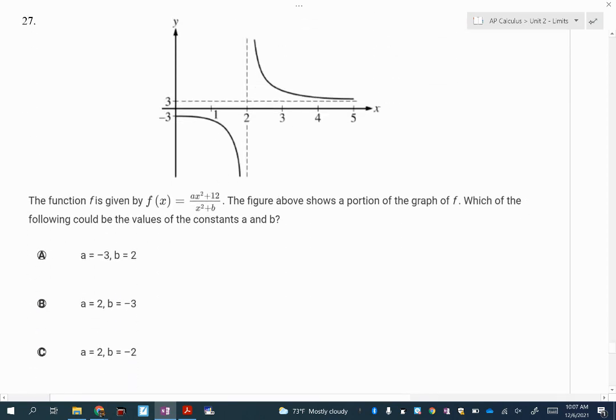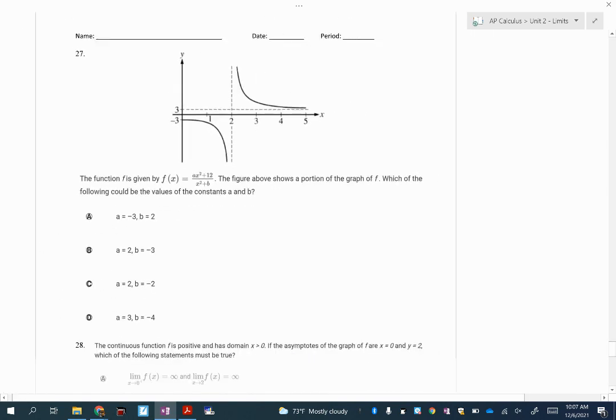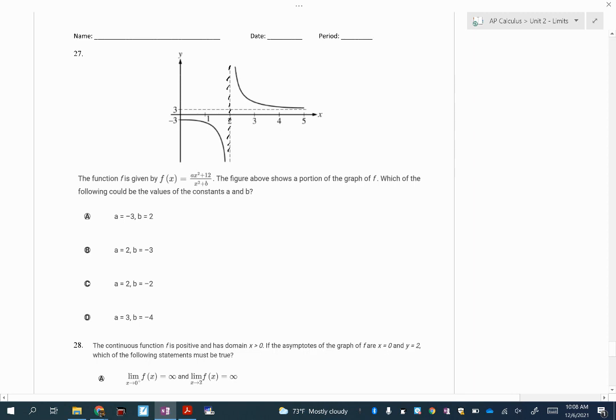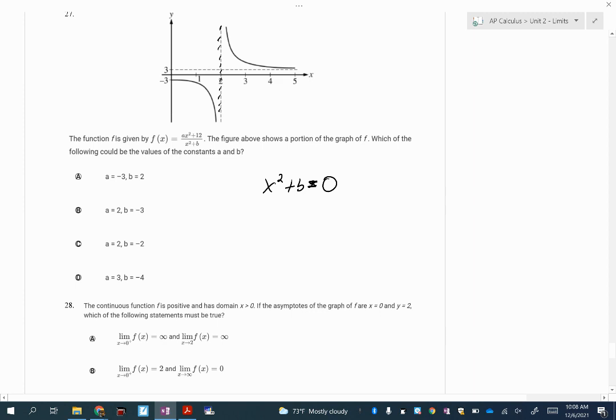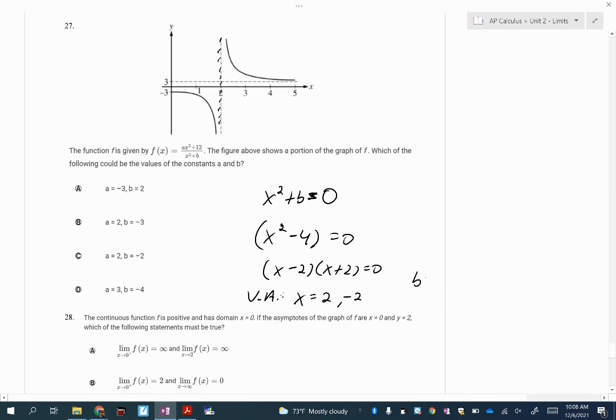Okay, 27. We're trying to figure out the values for A and B to make this true. And the first thing I notice is we have a vertical asymptote at x equals 2. So when I see x squared plus b, all right, I need to figure out what makes this 0. And it makes it 0 at positive 2. So my thought is if this is x squared minus 4, then I factor, and you have a vertical asymptote at x equals 2 and negative 2. So my first thought is b is going to be negative 4. That's my first thought, which that actually would give me the answer.